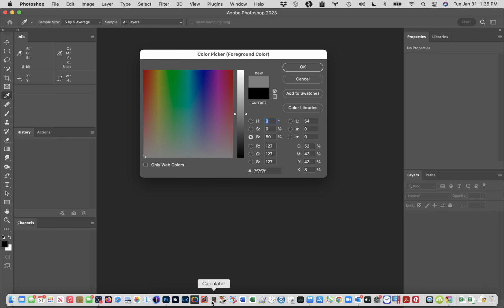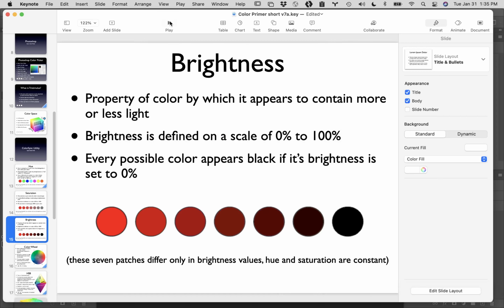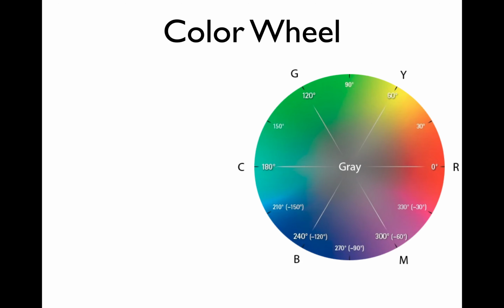So here, so how did they come up with this system? So what they do is they start with the color wheel.